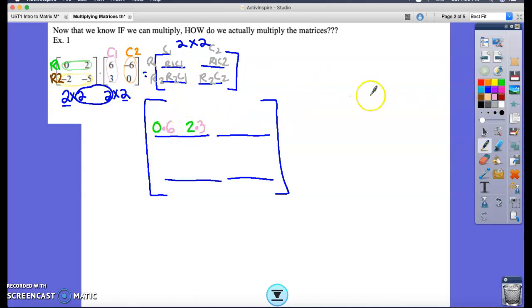Now when they pair up, they multiply, and then to get my final entry, I add them. This should remind you of dot product. And if it doesn't, don't worry. You're just going to pair up, multiply, add the couples. So over here, I'm going to continue with row 1, column 2. Row 1, column 2. So I'm going to take the numbers from row 1, 0 and 2.